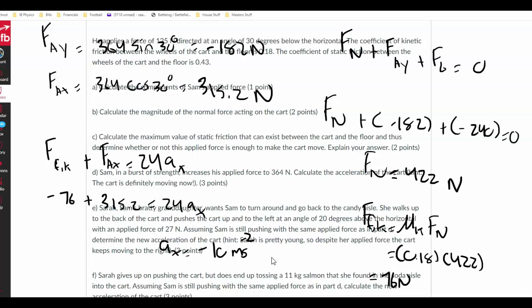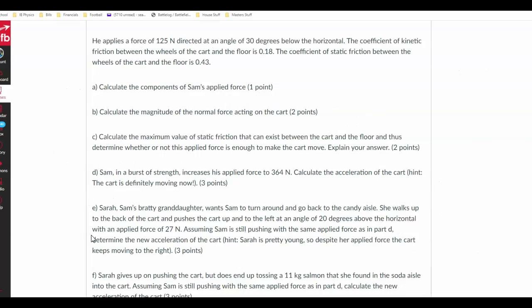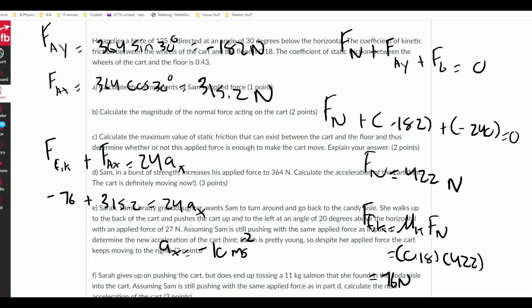Okay, E. E says, Sarah, Sam's bratty granddaughter, wants Sam to turn around and go back to the candy aisle. She walks up to the back of the cart and pushes the cart up and to the left at an angle 20 degrees above the horizontal with an applied force of 27 newtons. Assuming Sam is still pushing with the same applied force as in part D, determine the new acceleration of the cart. Sarah's pretty young, so despite her applied force, the cart keeps moving to the right.